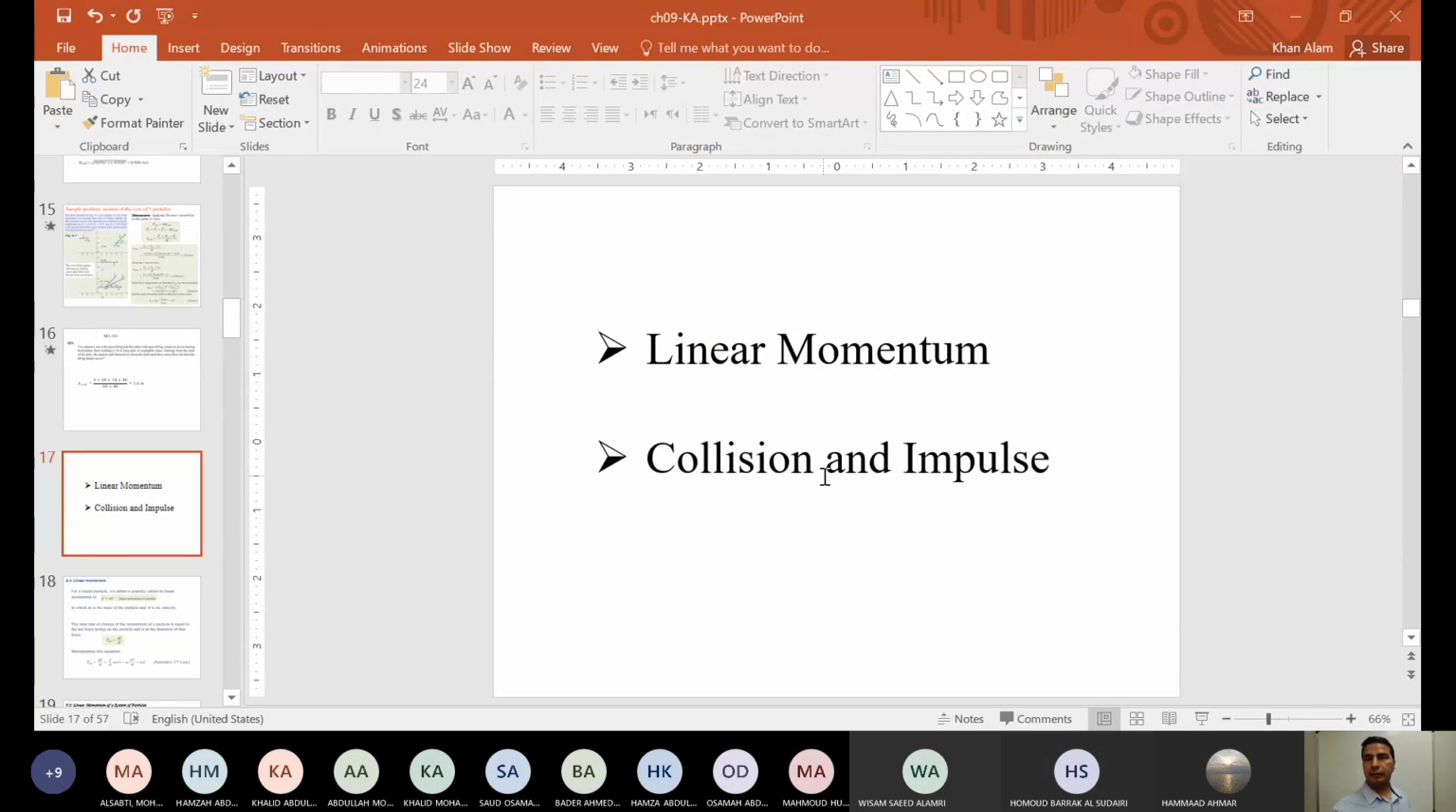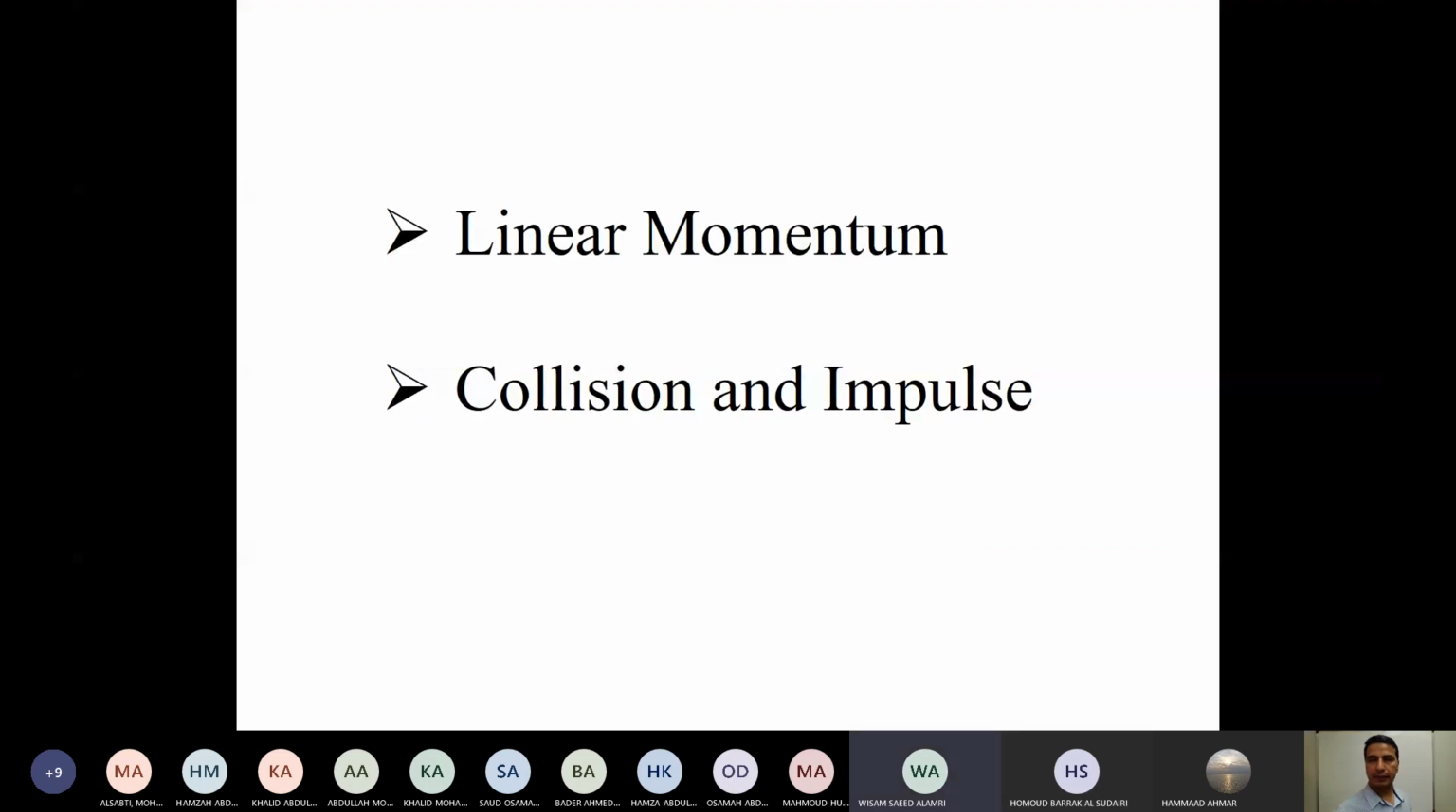So you might be seeing now the slides that I just shared. Here we are going to cover two topics. One is going to be linear momentum, and another one is going to be collision and impulse. So let me give you a brief overview of these two topics, and then we go into the details. And I know these two topics are kind of challenging because they are kind of new concepts for you.